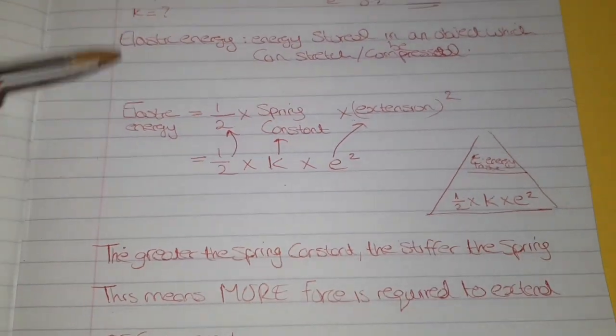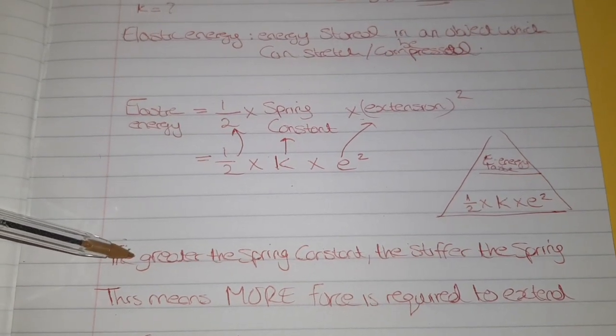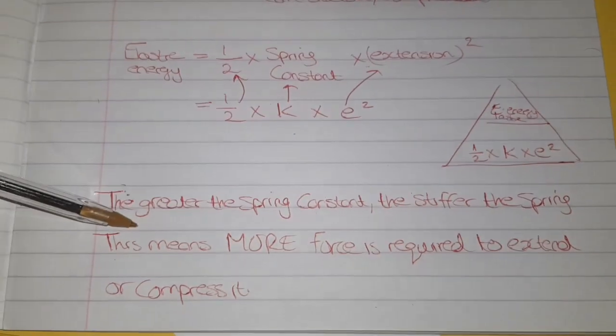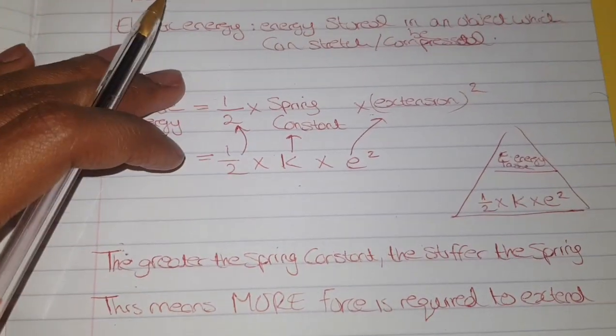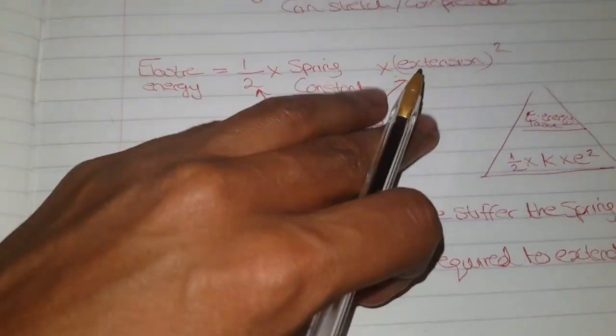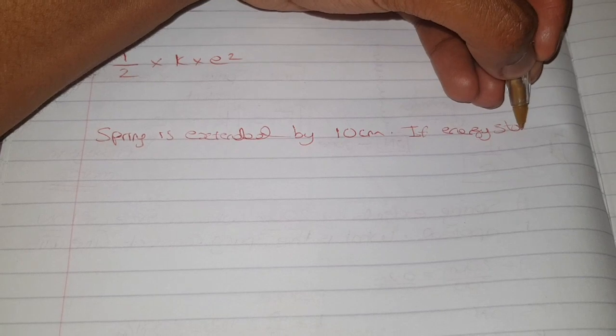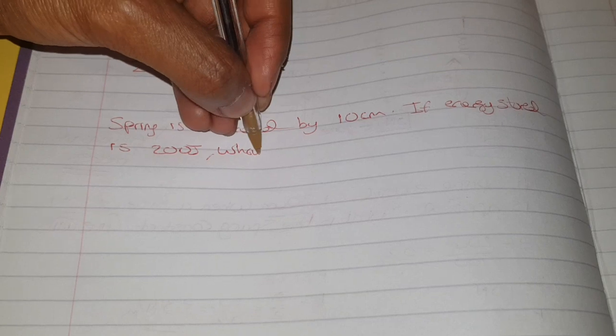So what we need to understand is, once again, the greater the spring stiffness or constant, the greater the force required to extend or compress it. That's pretty much what you need to know. Let's do one example maybe very quickly. So we know the formula for elastic energy, once again, is half times spring constant times extension squared. They might tell you in the question, spring is extended by 10 centimeters if energy stored is 200 joules. What is spring constant?